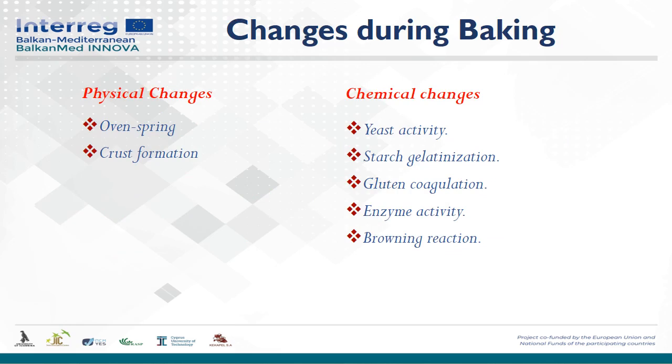Physical changes that may happen during the baking process are oven spring and crust formation. But if we talk about chemical changes during the baking, we can mention the yeast activity, starch gelatinization, gluten coagulation, enzyme activity, and browning reaction.